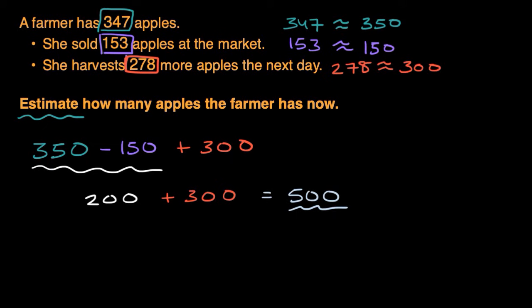So this isn't going to be the exact number. We could actually try to do the math here to figure out the exact number. But if I were to estimate how many apples the farmer has now, I would say it's roughly 500 apples. But you might have gotten a different answer. You might have rounded maybe to the nearest 100 or done something different, and you would have gotten a different answer here. But we're just trying to find directionally, roughly, an estimate of how many apples the farmer has.